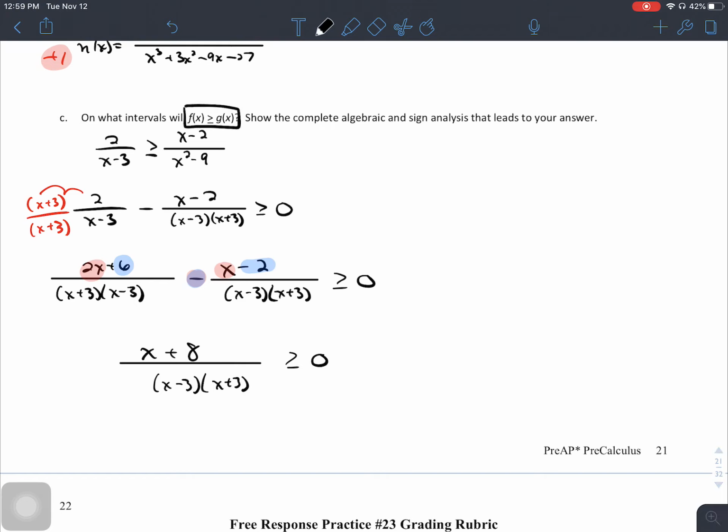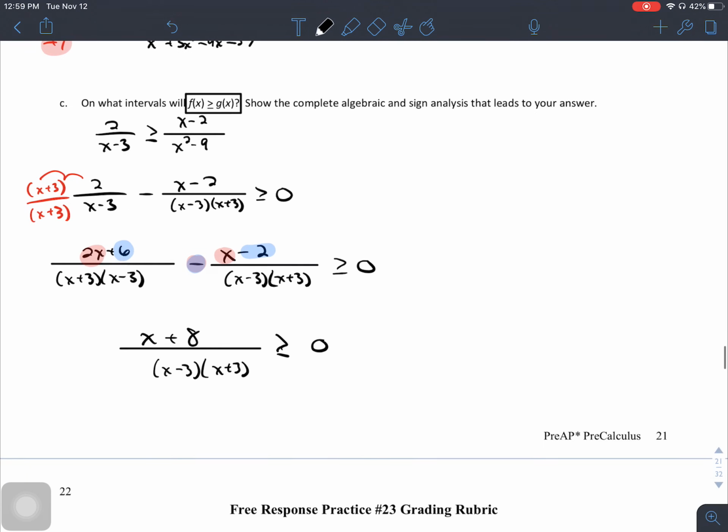When is this true? In order to determine this, we need to get everything on the same side, which we did. We need to make sure that we have it in one fraction, which we do. Now we're going to make a sign analysis. So what kind of things go on this number line? Things that would make the equation cross the x-axis, x values of where the graph crosses the x-axis, which is happening at -8.